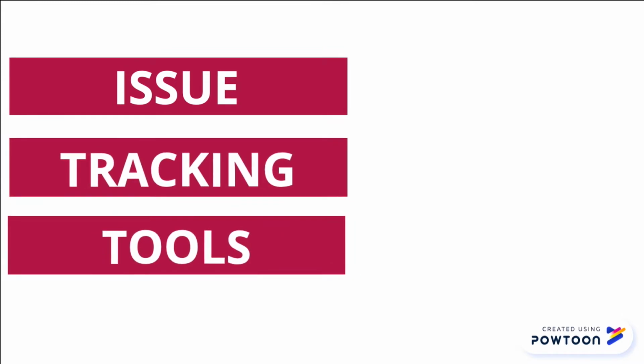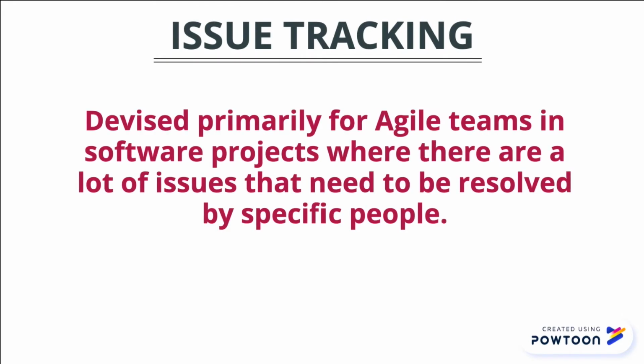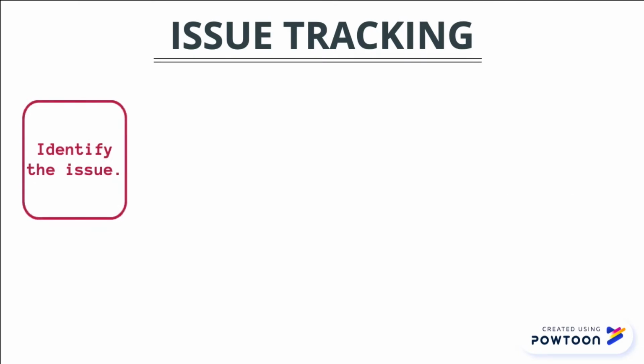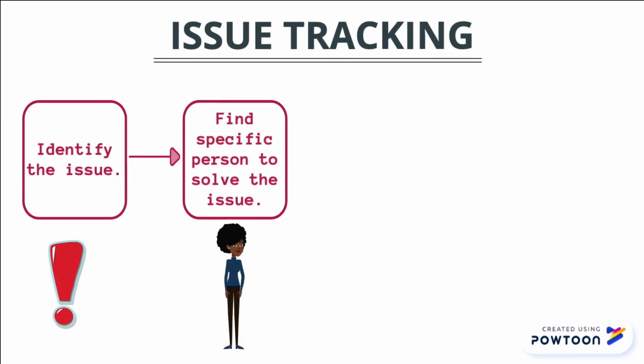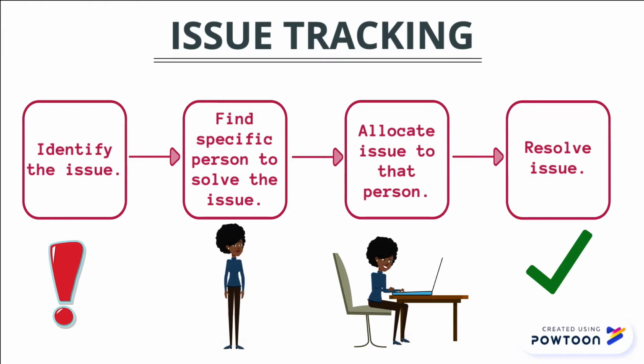Issue tracking tools are fairly advanced, and you may not see them in use too much within e-learning scenarios, but it is worth covering them quickly. Issue tracking tools were devised primarily for agile teams and software projects, where there are a lot of issues that need to be resolved by specific people. Their power is in being able to identify the issue, find a specific person to solve the issue, allocate the issue to this person, and resolve it in a timely manner.